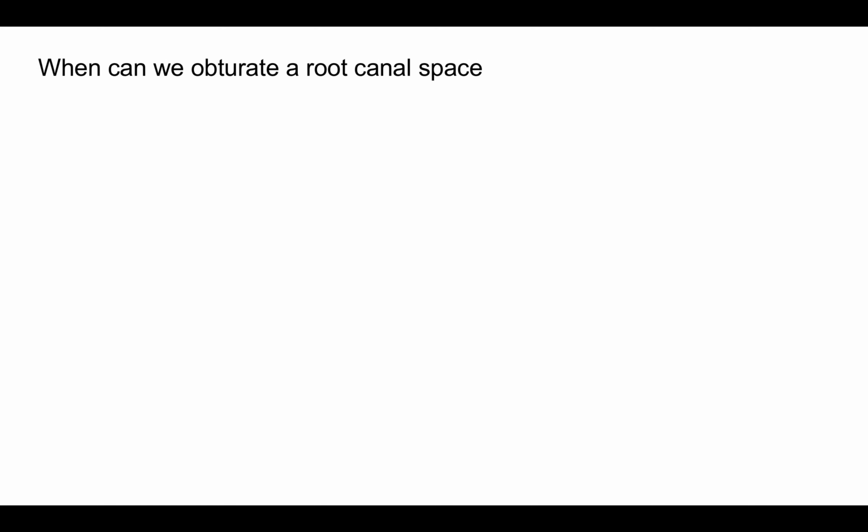So what are the criteria and the conditions that we must have in order to obtain a good obturation? What are the conditions that are necessary in order for us to go ahead and obturate a root canal system? We can obturate a root canal space only when certain conditions exist. Among these conditions are absence of pain and symptoms. We will talk in detail about each condition right here.